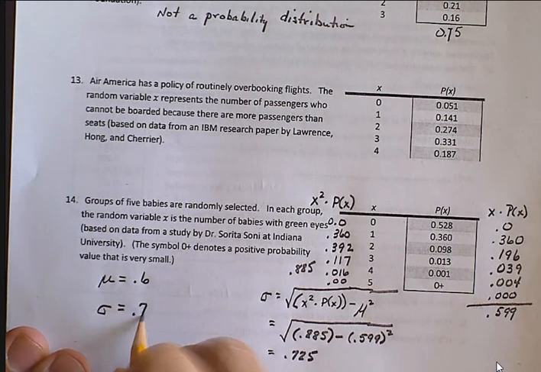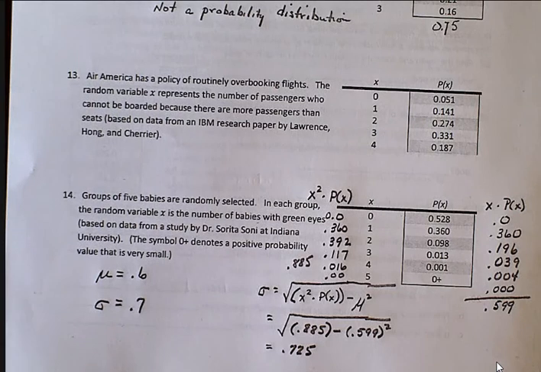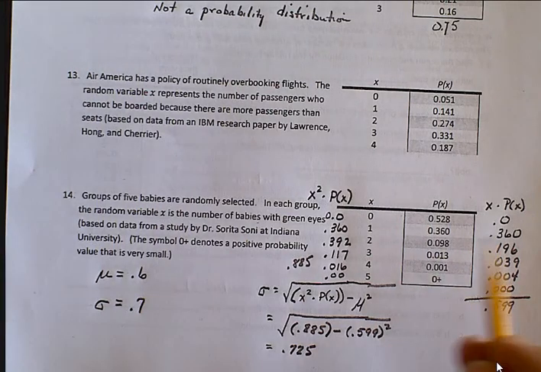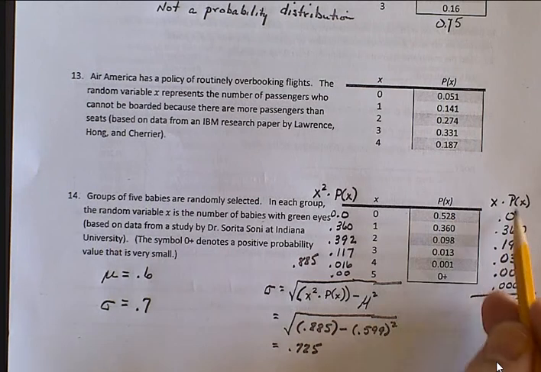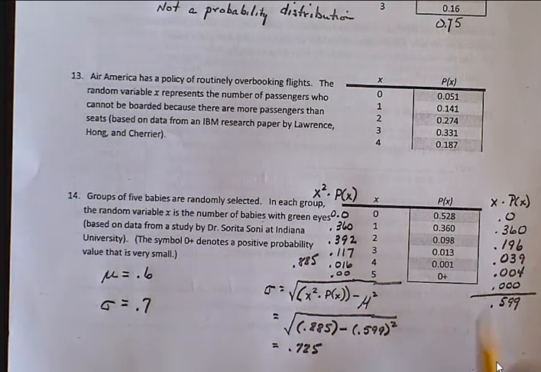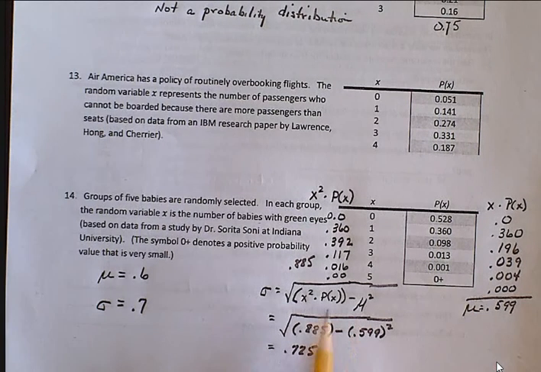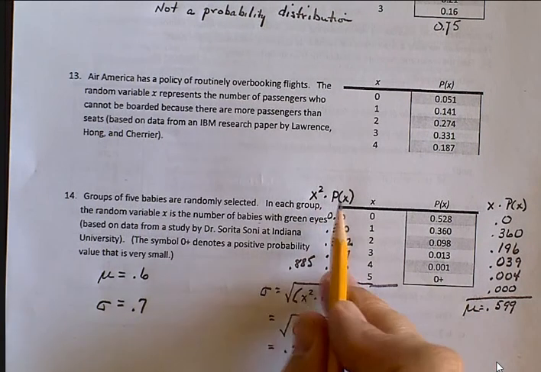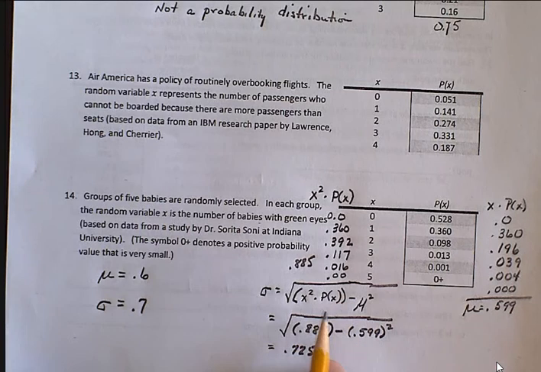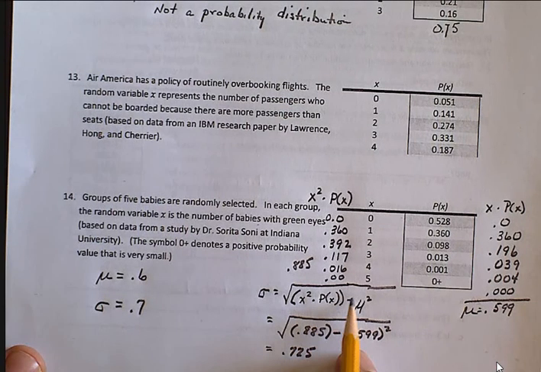Okay, so those are the things you have to do. You need those extra columns. So when you take x times p of x over here and add them up, that's your mu value. And then when you take the x squared times p of x and add those up, that goes here, minus mu squared here, and then square root to get your answer there.